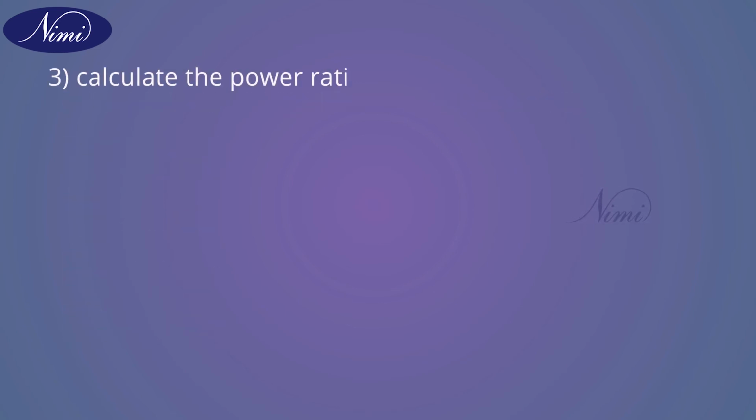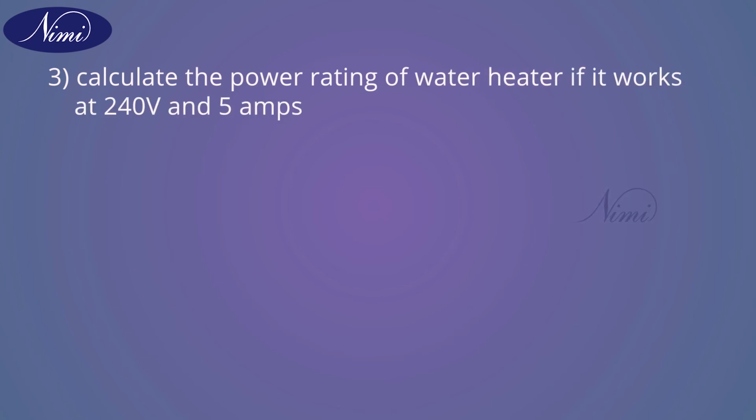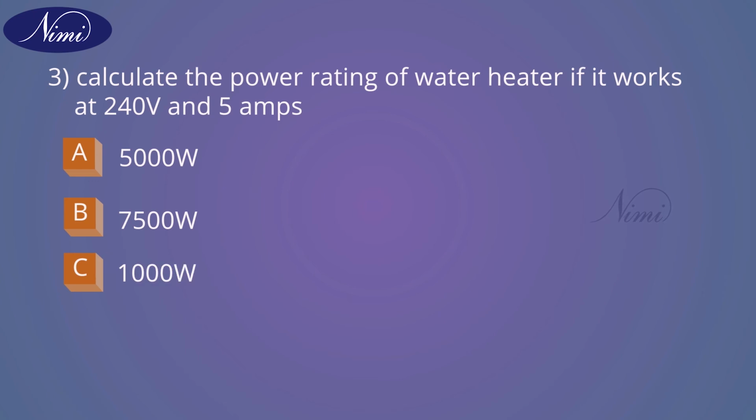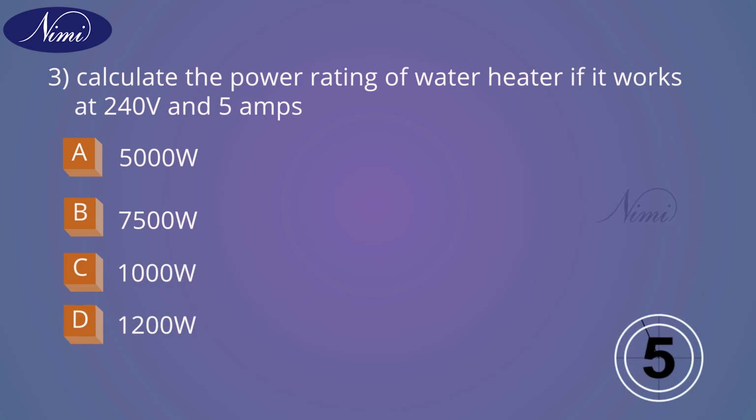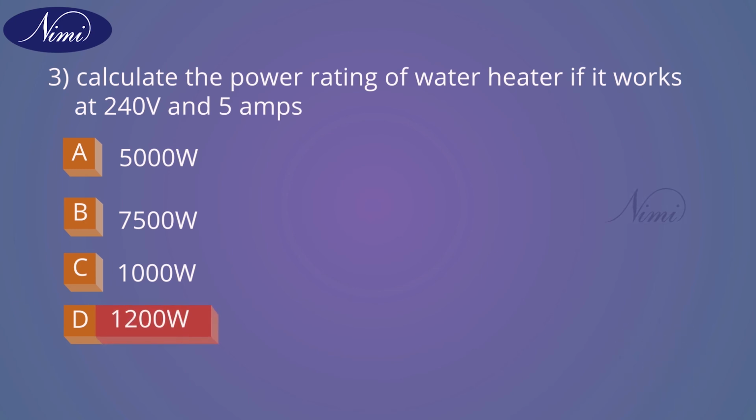Question number 3. Calculate the power rating of a water heater if it works at 240 volt and 5 amps. The options are A. 5000 watt. B. 7500 watt. C. 1000 watt. D. 1200 watt. And the answer is D. 1200 watt.